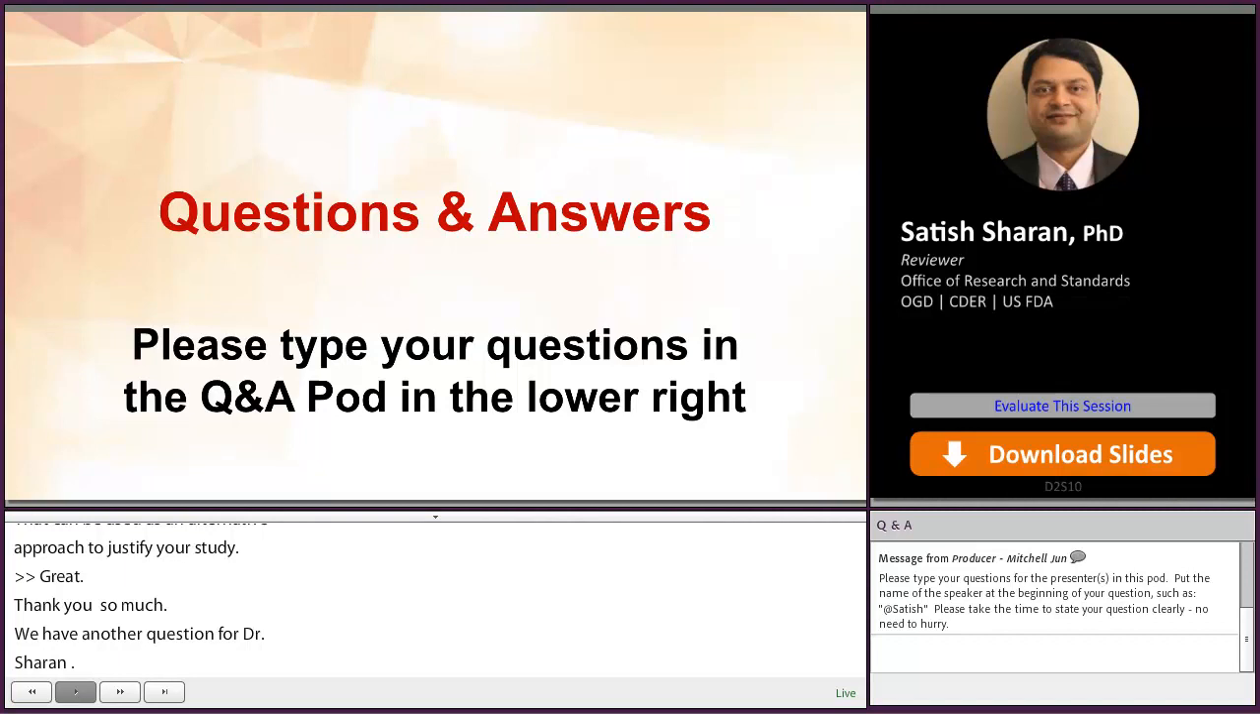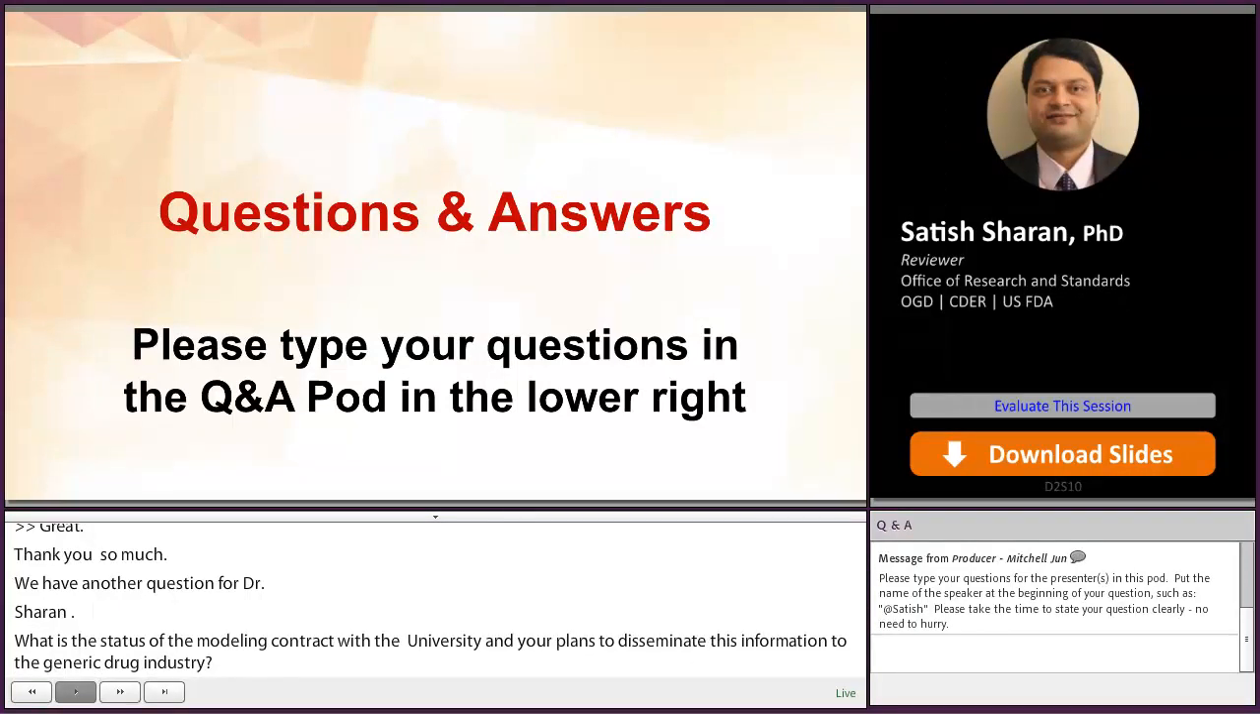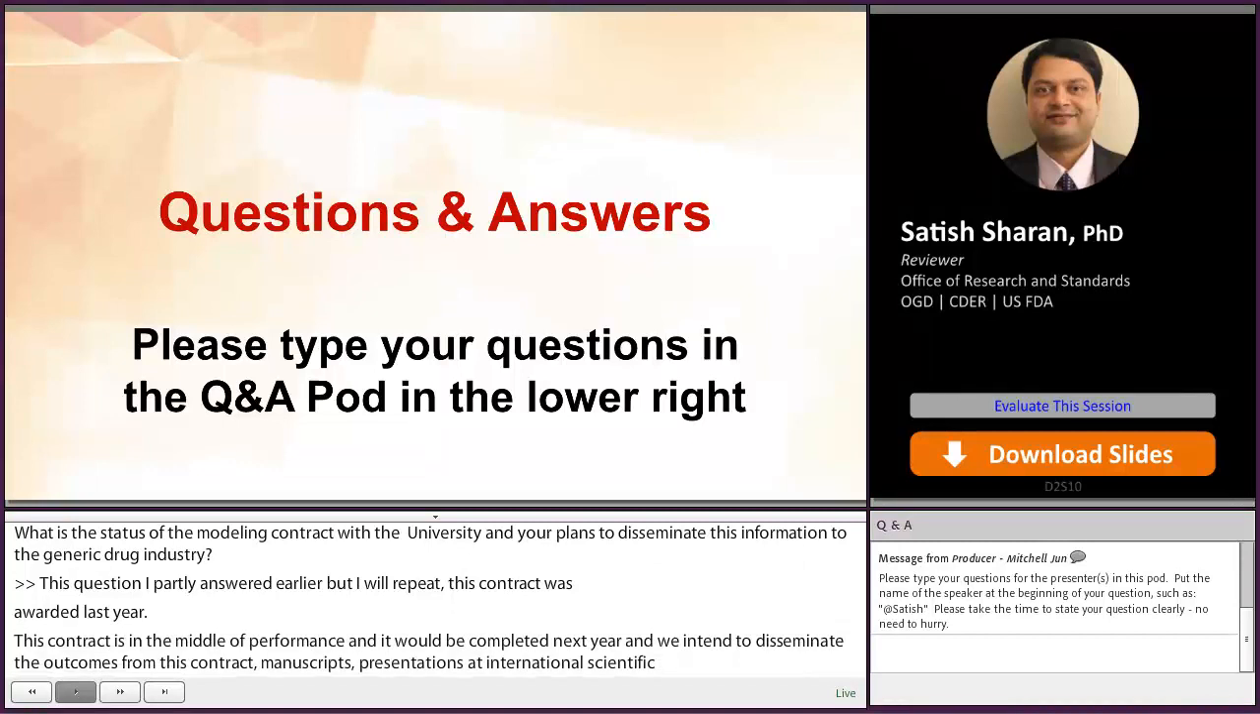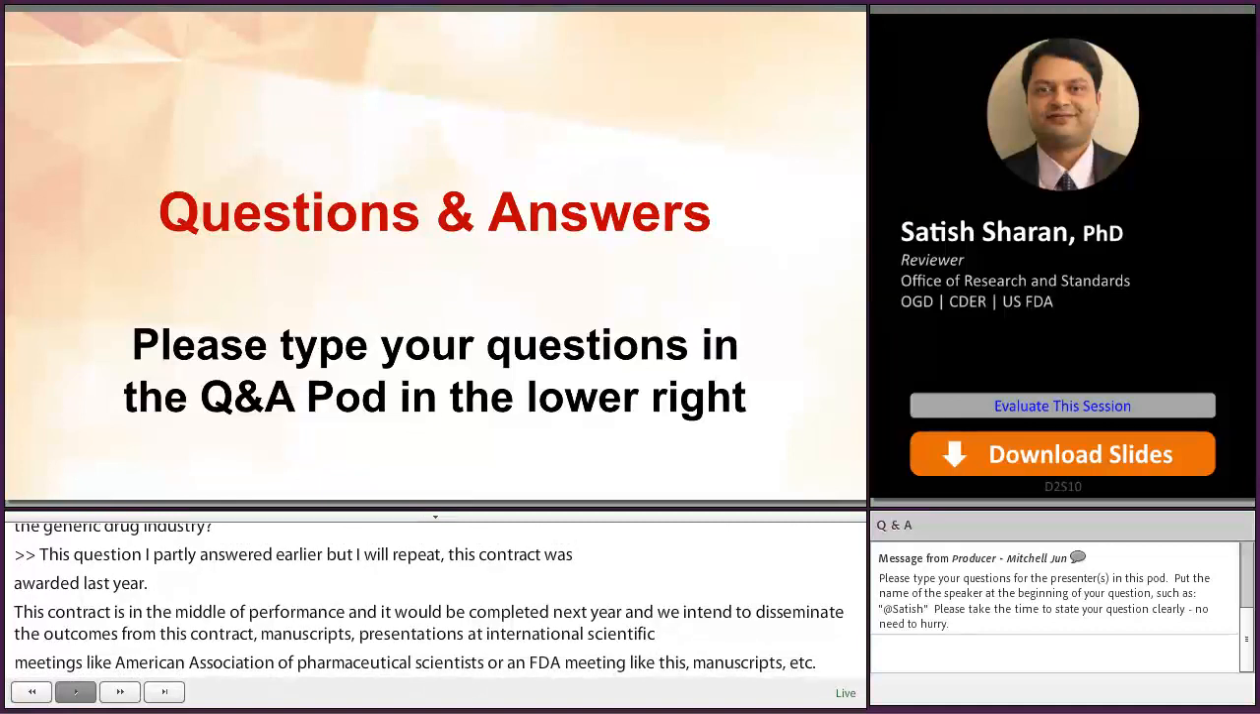So this question I partly answered earlier, but I would repeat that this contract was awarded last year in May 2019, and this contract is in the middle of the performance, and it would be completed next year. We intend to disseminate the outcomes from this contract via manuscripts as well as presentations at international scientific meetings like American College of Clinical Pharmacology or American Association of Pharmaceutical Scientists, as well as SBIA meetings like this. That would give an opportunity for the wider audience to see the approaches and utilize them in their product development plan.